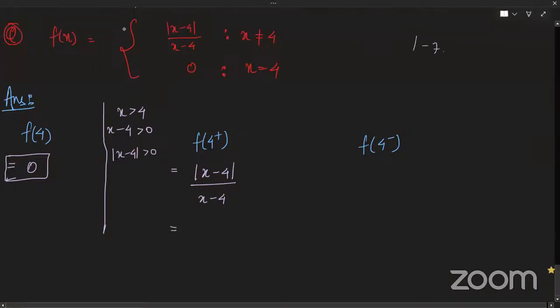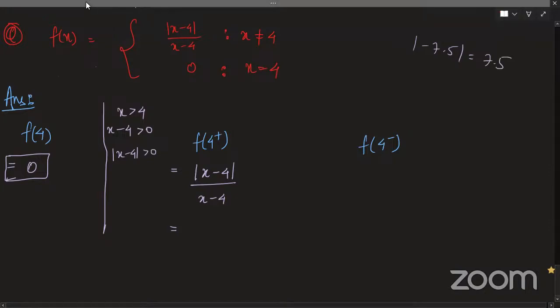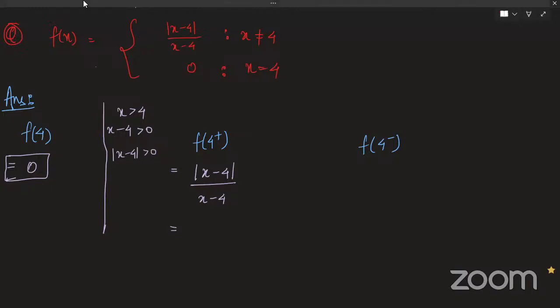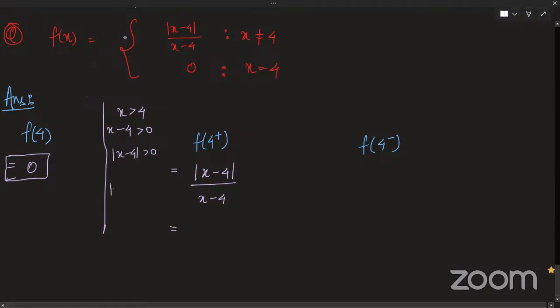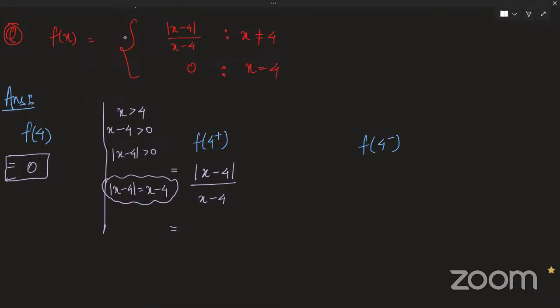So what is mod of minus 7.5? 7.5. Okay, great. So now my x minus 4 is greater than 0 and my mod of x minus 4 is also greater than 0. Can I easily say that mod of x minus 4 and x minus 4 will be equal? Yes, sir, we can say that.